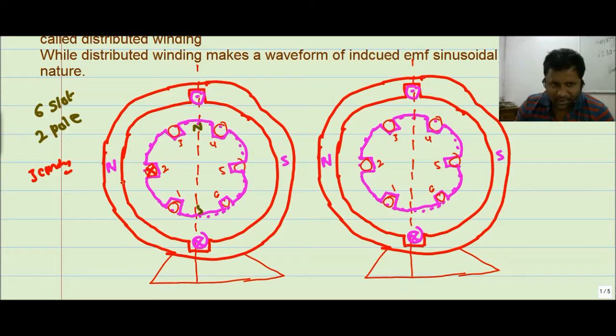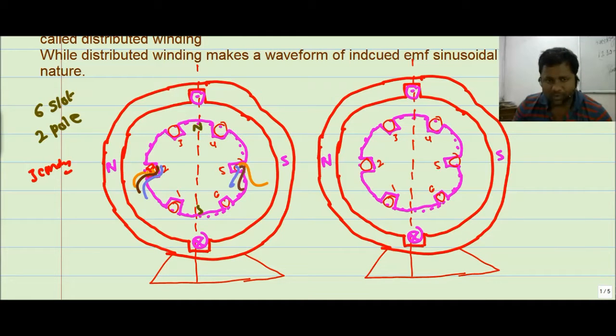So these are all the 3 conductors: conductor 1, conductor 2, and conductor 3. All these 3 conductors are placed in only 1 slot, and it is routed in this fashion. Then this kind of winding is basically called the concentrated winding. We are concentrated in only 1 slot, while the remaining 2 slots remain empty under 1 pole.